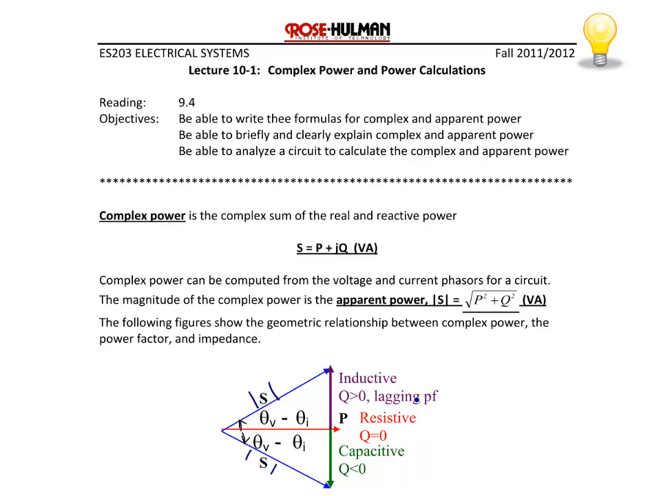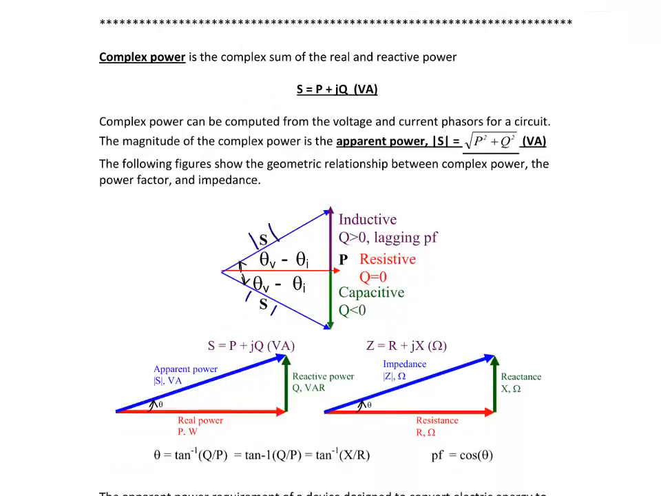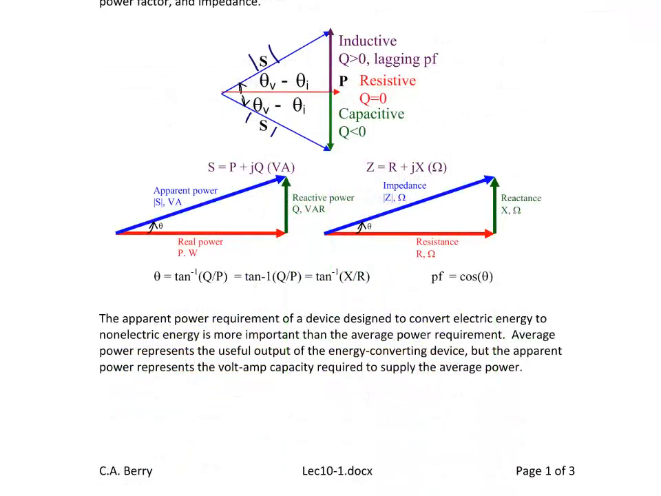You can relate this to the impedance triangle that we talked about last lecture, and that's shown here. Note that for the impedance triangle, the real part is the resistance, the imaginary part is the reactance, and the hypotenuse is the magnitude of Z. Just like before, if X is positive, it's an inductor. If X is negative, it's a capacitor, although we've only shown the positive on this one.